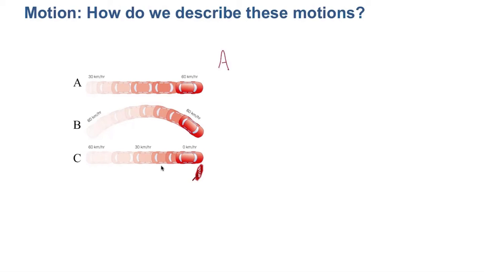Obviously, its speed is increasing. Let's just take a look at this quickly. It starts off at 30 kilometers per hour, and at the end, it's going 60 kilometers per hour, right? So it has increased in speed. It starts at 30, and it ends at 60.